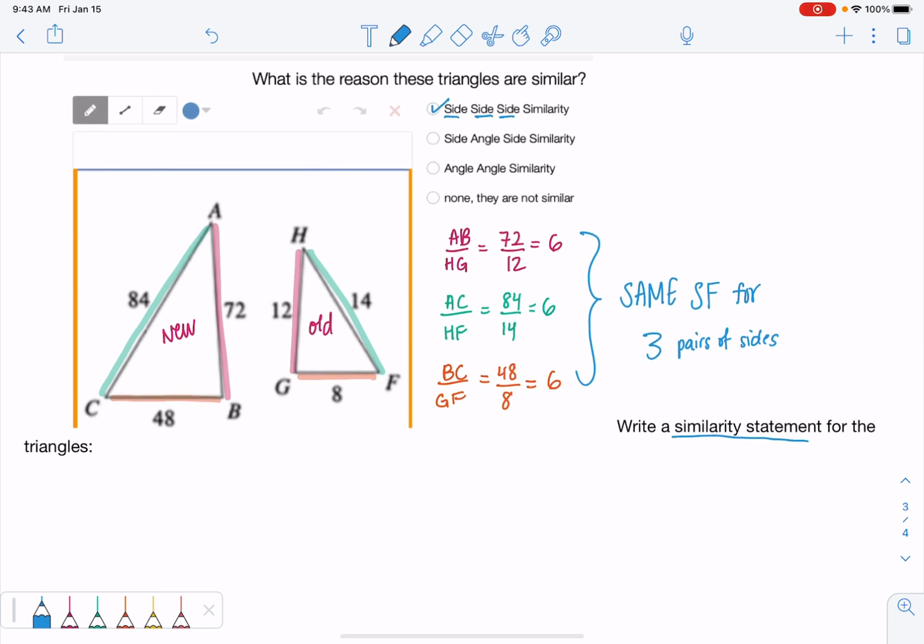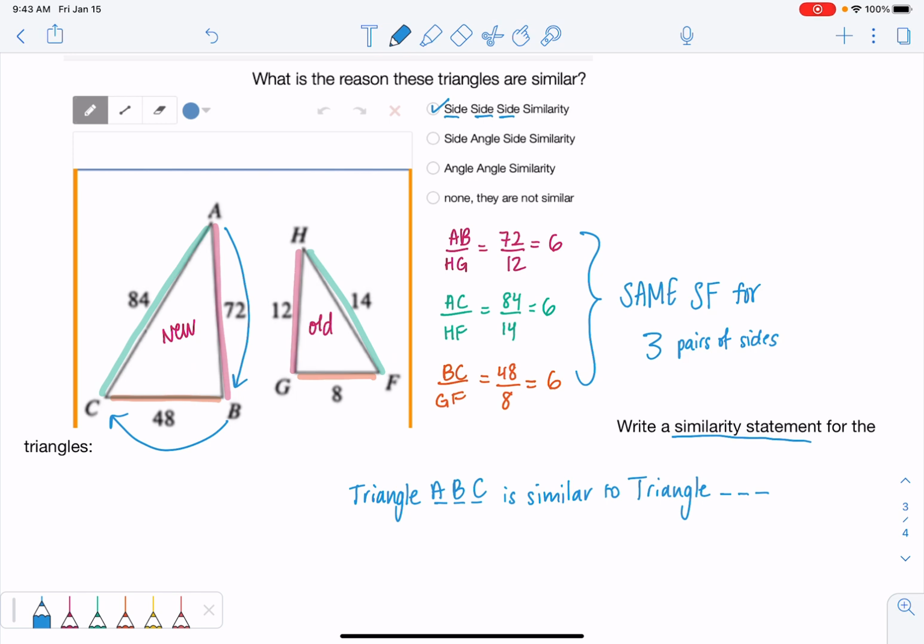Next, write a similarity statement. Take a minute to practice. Triangle, blank, blank, blank, is similar to triangle, blank, blank, blank. So we could say A, B, C. What matches that order? So we go red, so H, and then orange, G, F.